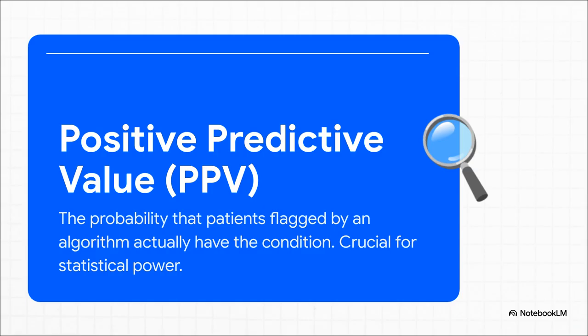So a key metric you'll hear about is PPV, or positive predictive value. It answers a really simple but vital question. Of all the patients my algorithm said have the disease, how many of them actually have it? This is super important, especially for expensive stuff like genetic studies. You need a really high PPV. We're talking over 90%, because you absolutely cannot afford to waste time and money on patients who are misclassified.